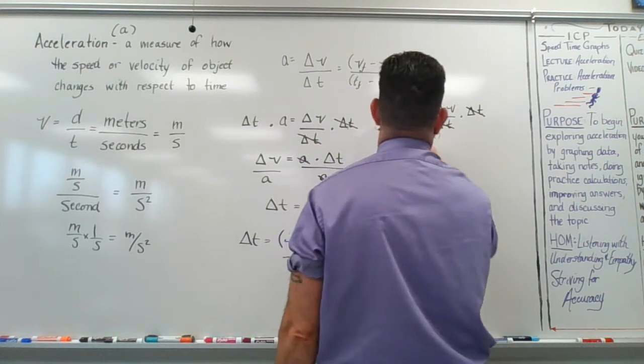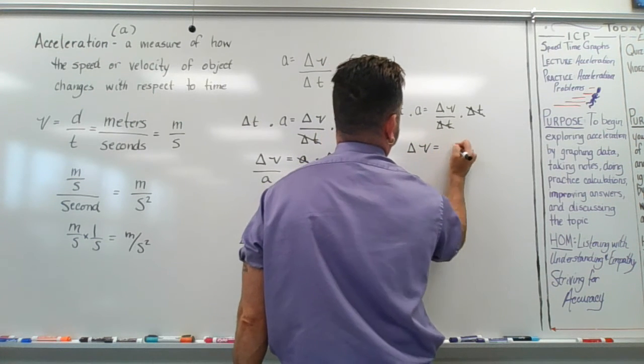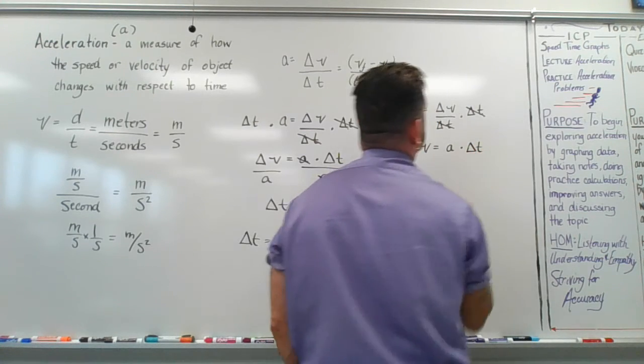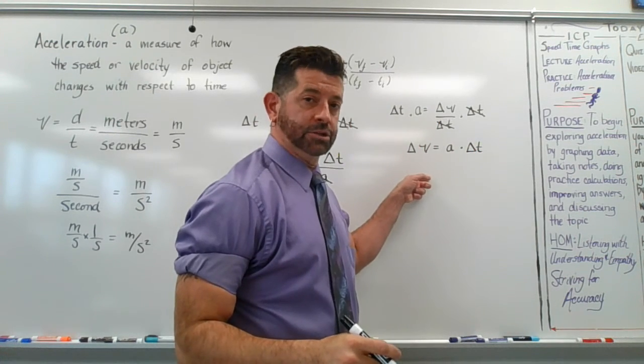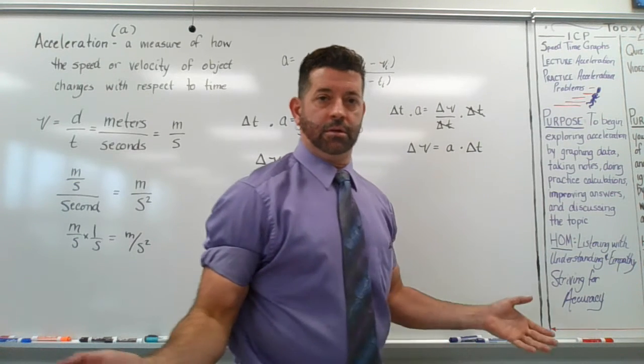These cancel. And you get delta V is equal to A times delta T. Or the amount our velocity changed is equal to acceleration times this amount of time.